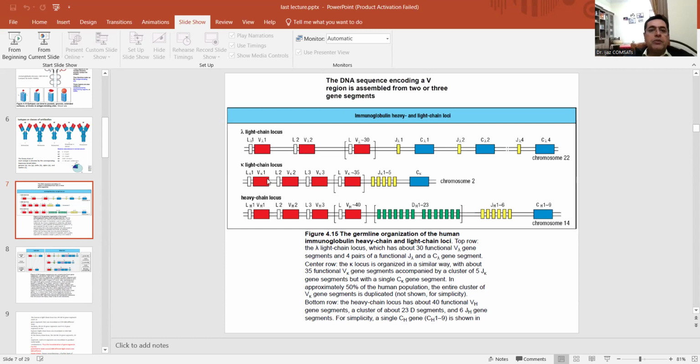present on chromosome 2, and all these would be combined with each other by recombination, and then these would be transcribed to make mRNA, and that would be translated to make the kappa light chain protein for making this particular antibody.